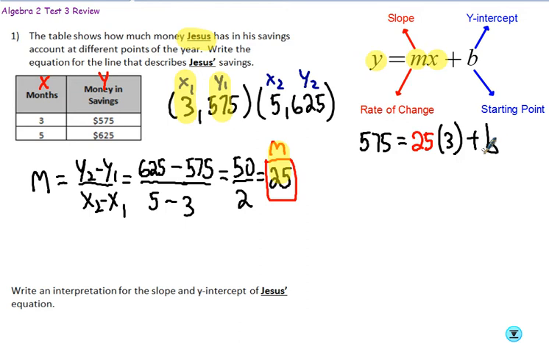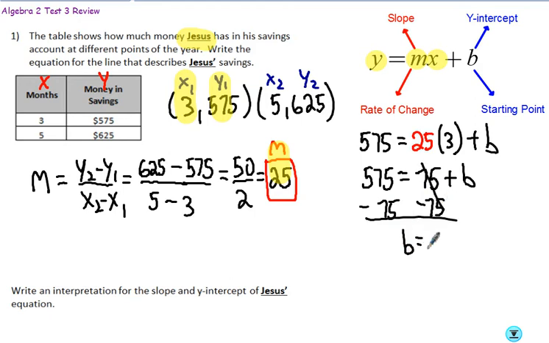So I'm saying that in 3 months, I'd saved $575, or Jesus had saved $575 by saving $25 per month. We just want to know where he started at. Well, 575, 25 times 3 would be 75. Right, so if we counted $75 back from 575, we would be at 500.